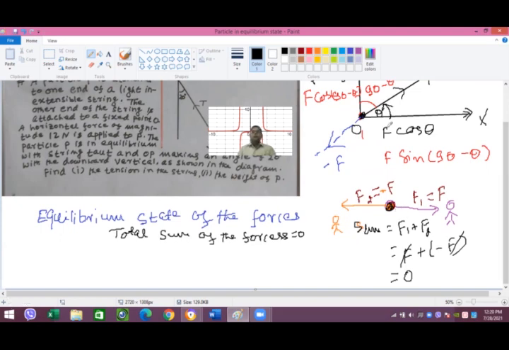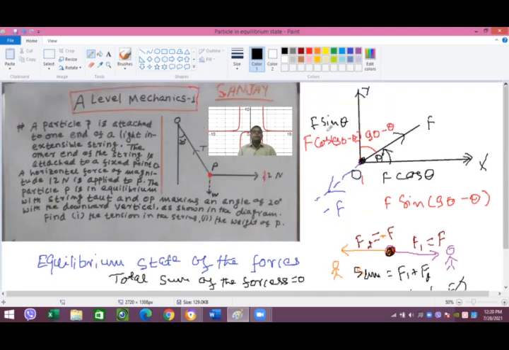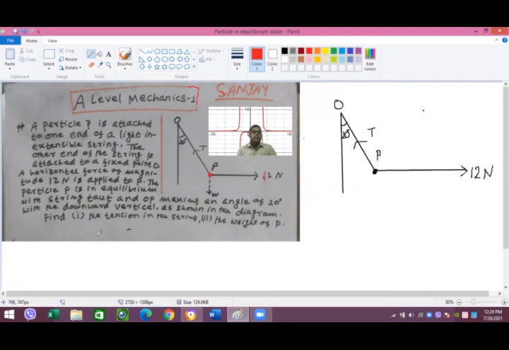Now let's do this problem. So in order to solve this problem, let's copy out this diagram first of all, and then we'll deal with how to get the tension, the magnitude of this tension in the string, as well as the weight of this particle in this equilibrium condition. So in the first part, it is given to find the tension in the string.